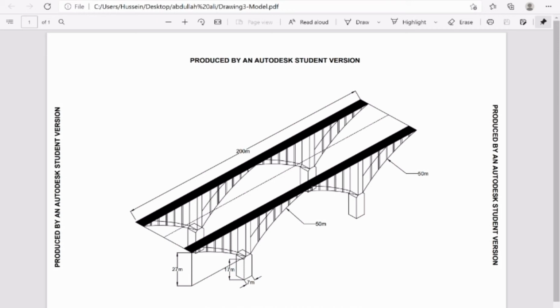All the assumptions and purposes are mentioned in the report.